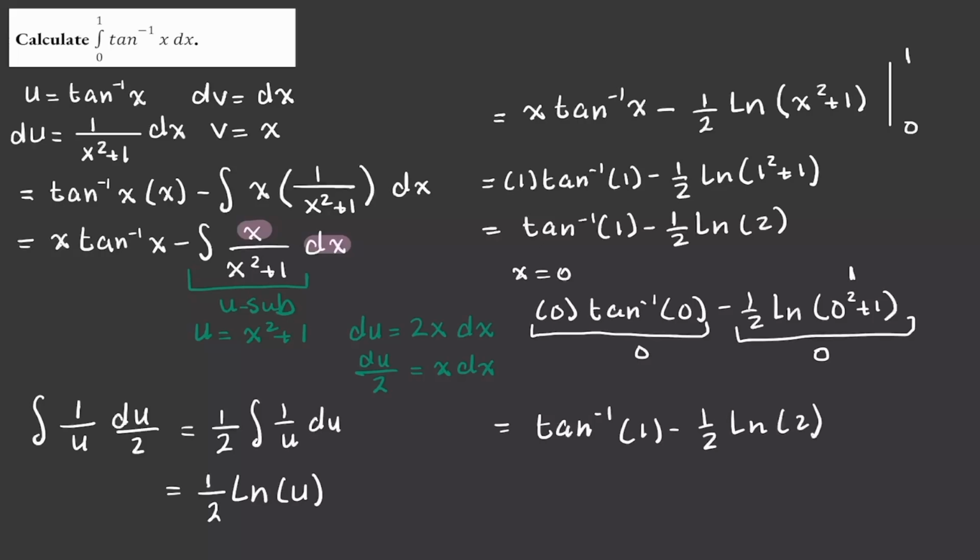So here, tan inverse of 1, if you go over the unit circle, you know that you'll obtain pi over 4, minus 1/2 ln of 2. And that would be the final answer.